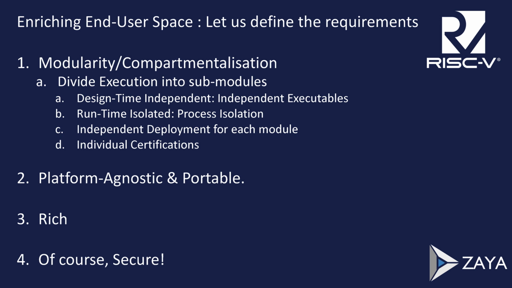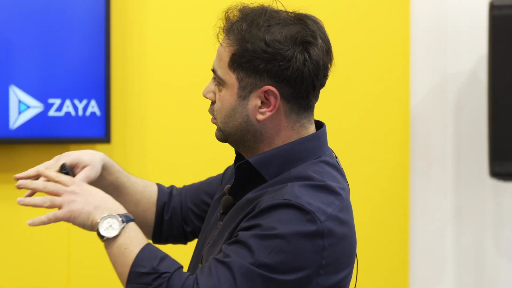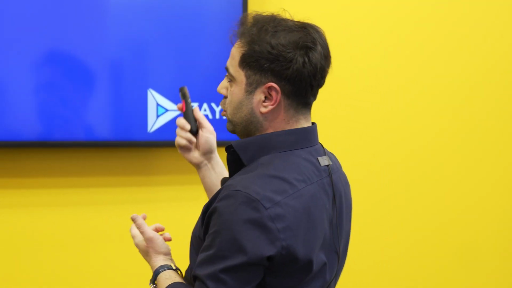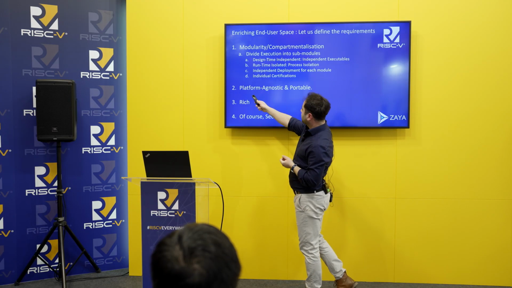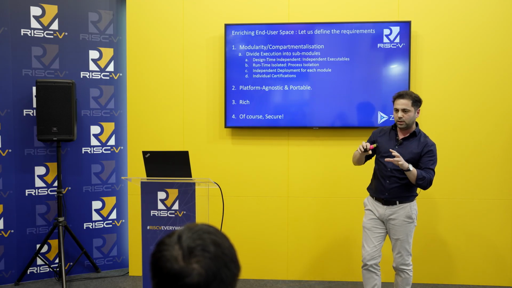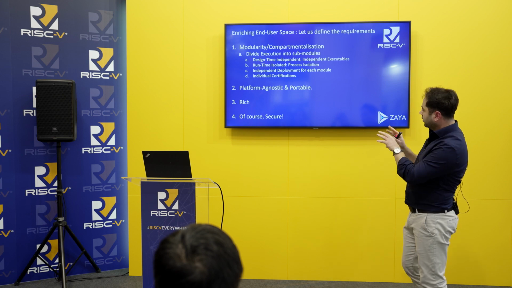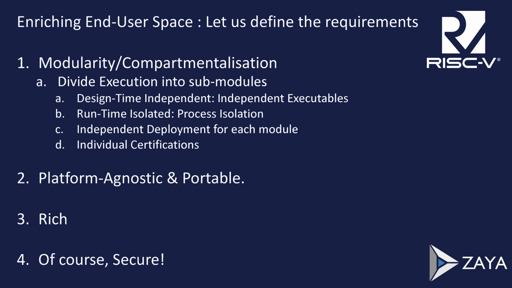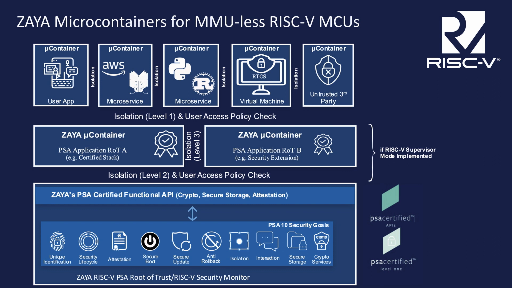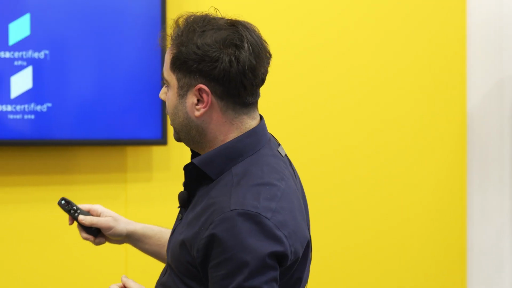And independent deployment, as I mentioned, in the classical RTOSes you cannot deploy independently. You have to deploy all of the code. And it must provide individual certifications. Then we could provide a platform agnostic portable approach. So you should be able to easily port a module to another architecture or hardware, and it must be rich and of course secure. So you can see the whole picture of what we are offering for the RISC-V, even for MMU-less microcontrollers.